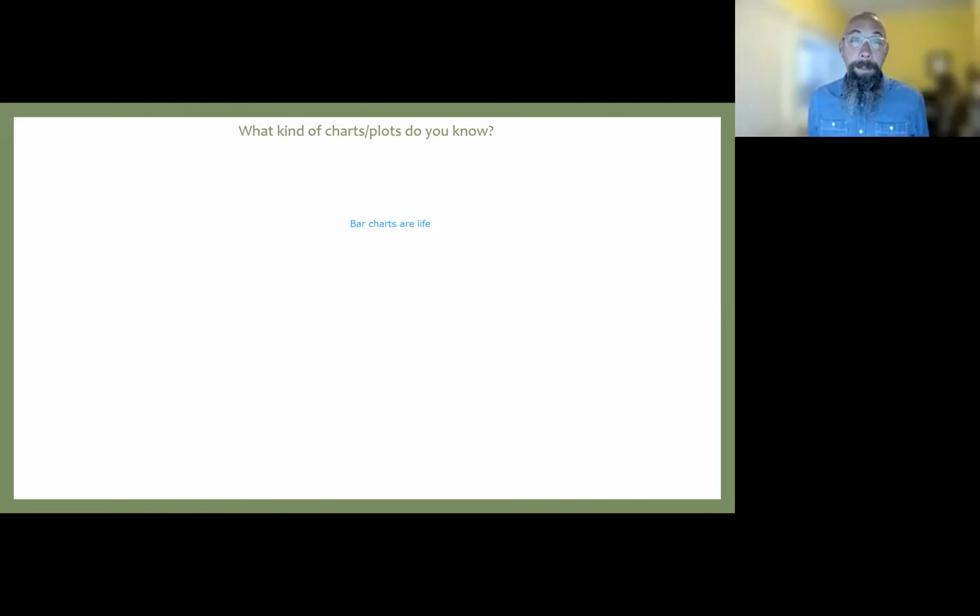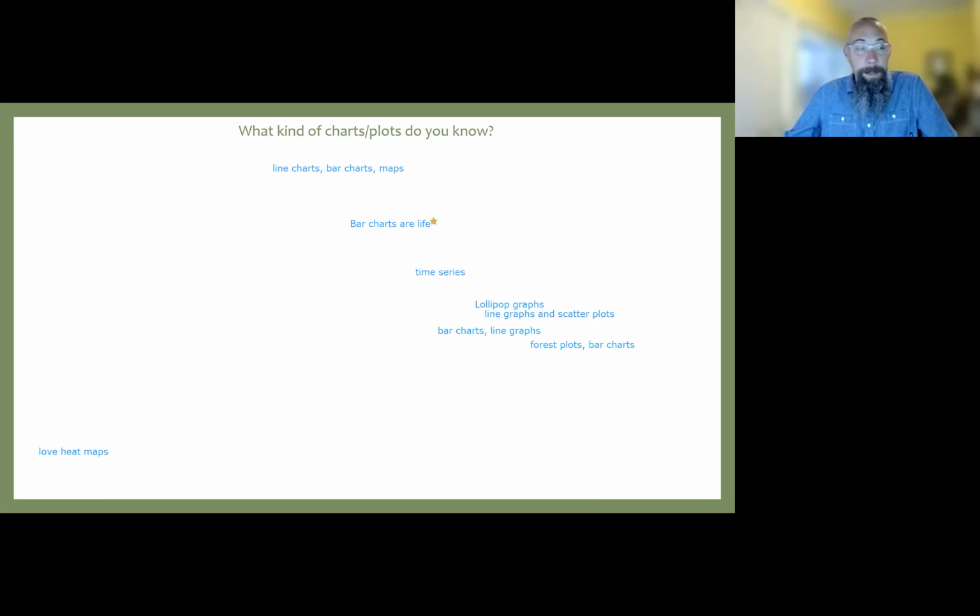Bar charts are life. All right. Staking, drawing a line in the sand right there. We're all about bar charts, huh? All right. Anybody use anything else? They do a lot of work, bar charts. Forest plots, lollipop graphs, time series, scatter plots, heat maps. Okay. Lollipop charts, box and whisker plots.